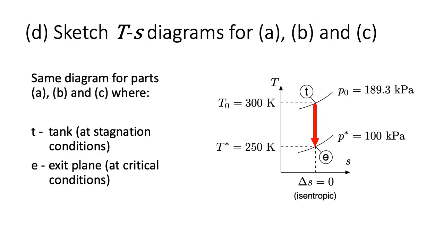Third, as the flow accelerates through the nozzle, the temperature and pressure drop as the kinetic energy increases along a vertical line for our isentropic process.